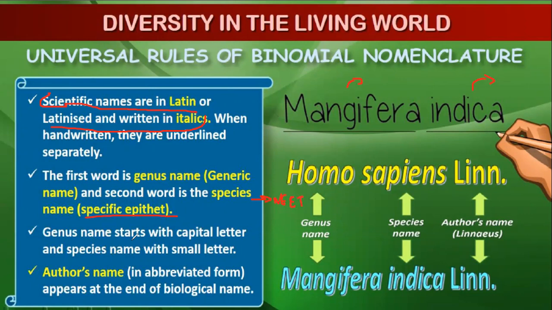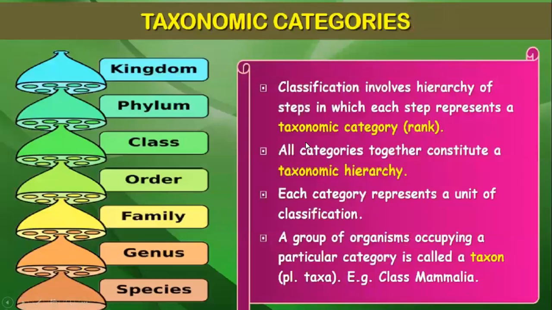Genus name starts with a capital letter and species name with a small letter. The author's name comes at the end. For example, Mangifera indica Lin. That's the author's name. Mangifera indica Lin, Homo sapiens Lin. All these have the author's name at the end in abbreviated form.